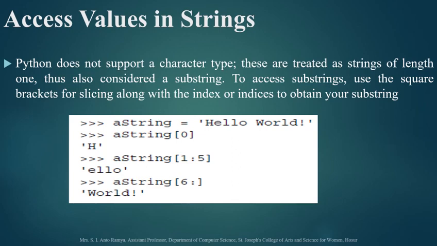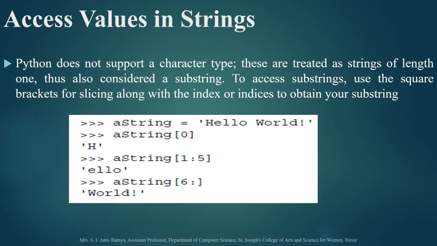Next one, a string of 1 to 5. So 0 is H, so 1 will be E. So from 1 till 5, 5 won't be included in that. So 1 to 4 will be printed. So E, L, L, O will be printed.